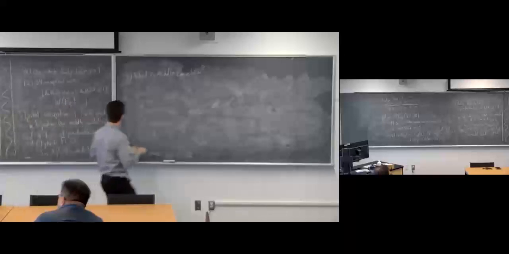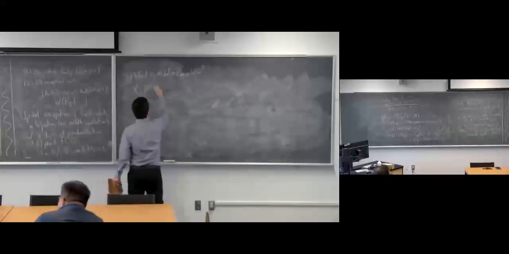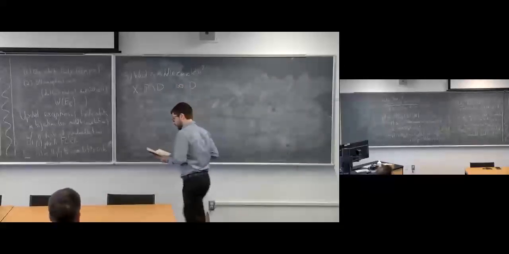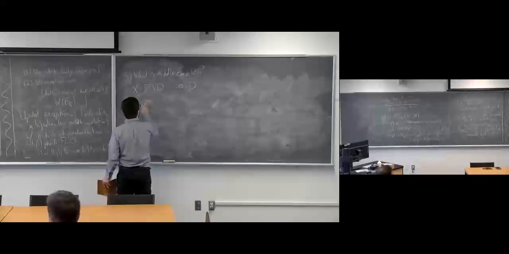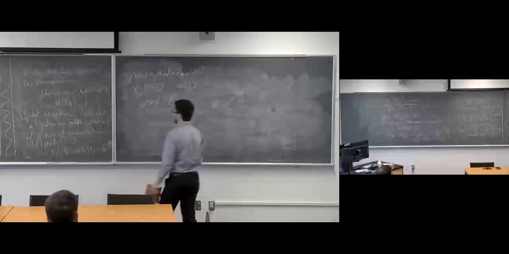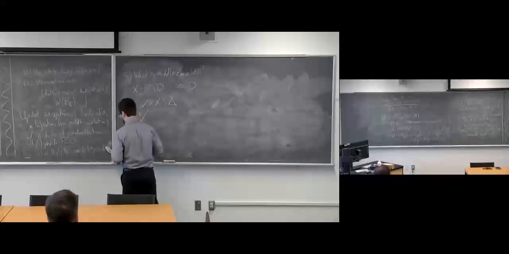So let me give you a formal definition. Let me take X to be P1 minus some points, where infinity is contained in D. So now I'm going to make some very large diagram. I'm going to take X cross X minus the diagonal. This maps to X via the projection onto the first factor.